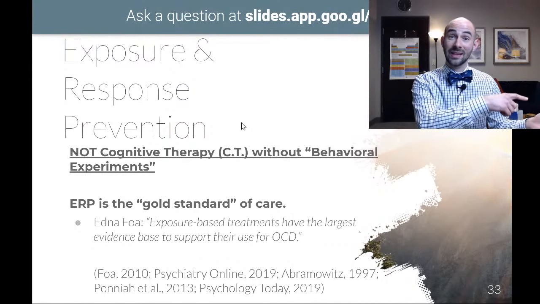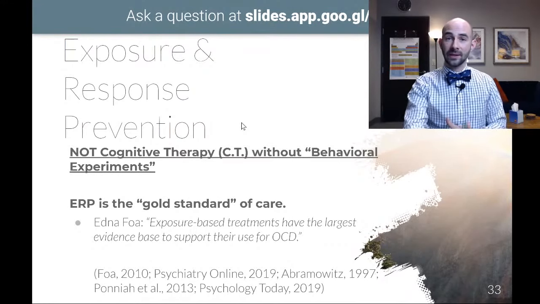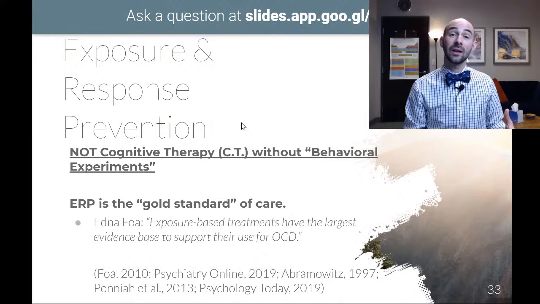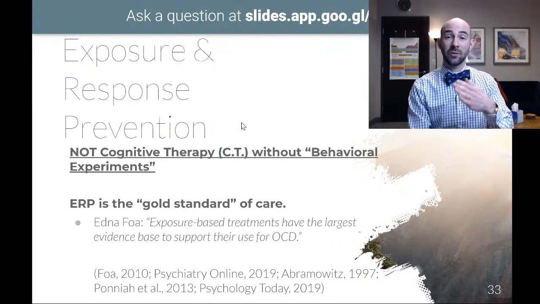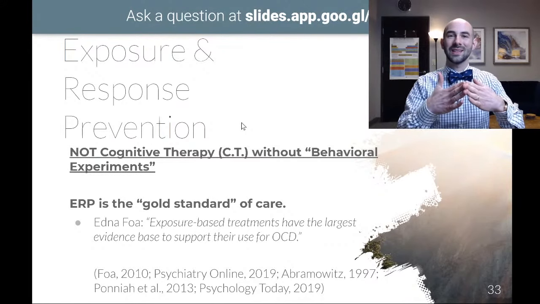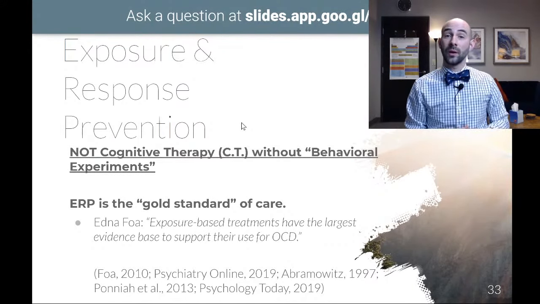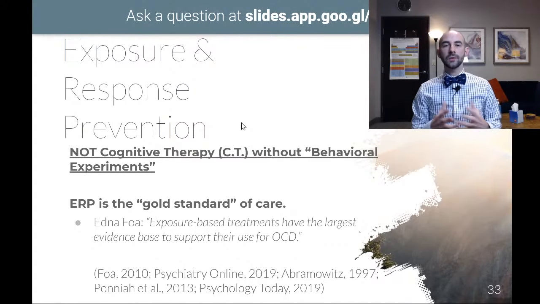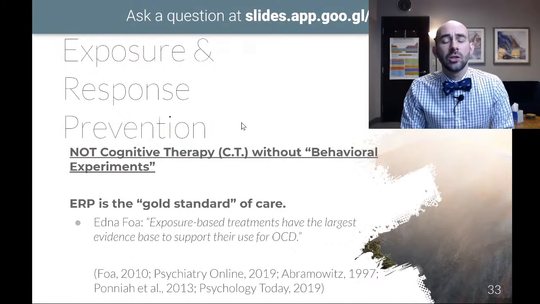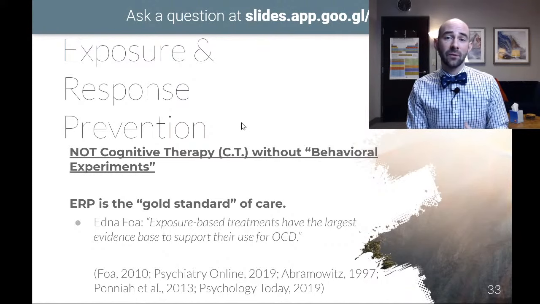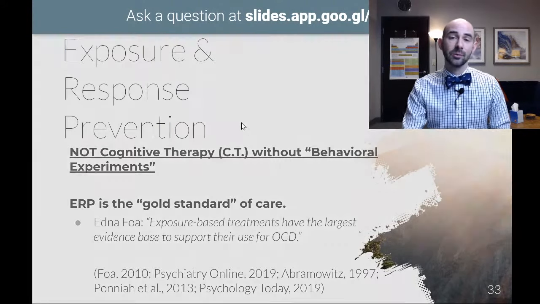So let's go back to the history of it, right? The effectiveness of the treatment didn't really enter in until we had some people who were brave enough and bold enough to insert the behavioral strategies with thought processes and cognitions and really make this into a science and an art as well. Edna Foa, who's in many regards considered the mother of exposure therapy, said exposure-based treatments have the largest evidence base to support their use for OCD. Pretty simple.